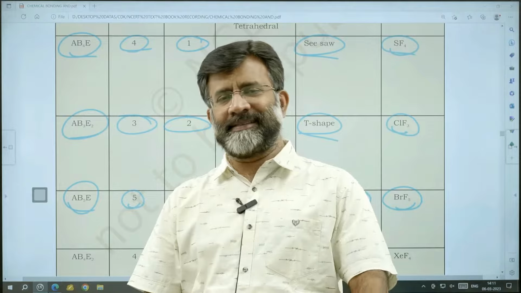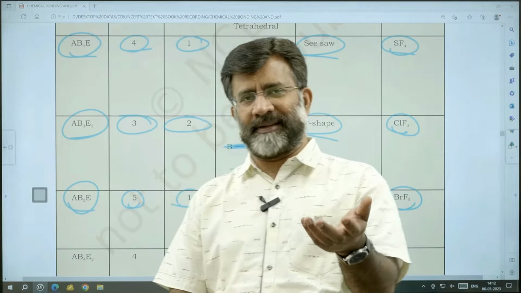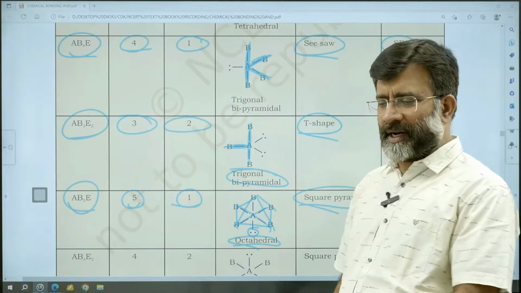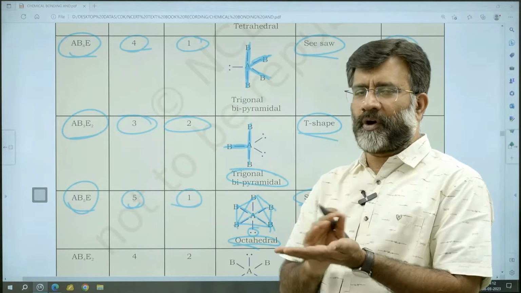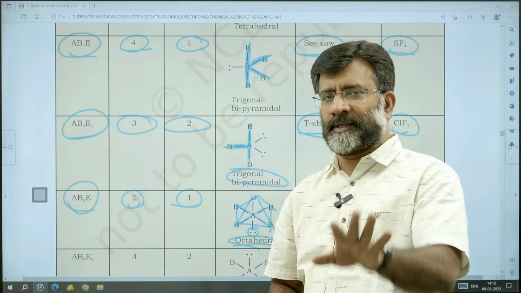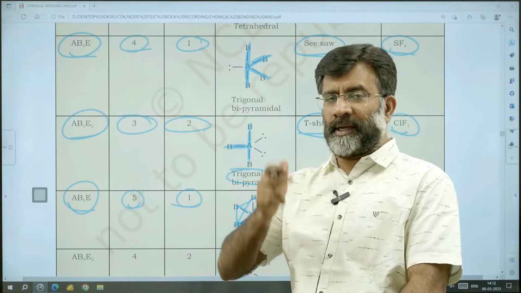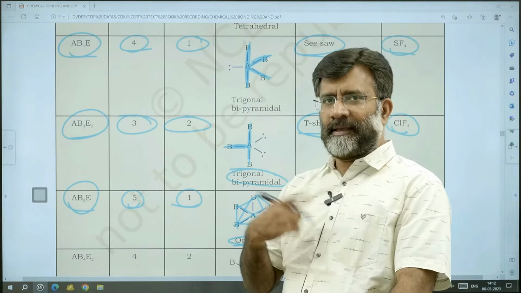Why I am insisting on that? Because there was a question previously asked: how many 90-degree bond angles in this molecule? If you try to answer 90-degree, 4 in the plane and 4 above the plane, 4 plus 4, 8, it's wrong. Answer is 0. There is no 90-degree bond angle because it is not a regular geometry. The presence of lone pair makes it irregular.